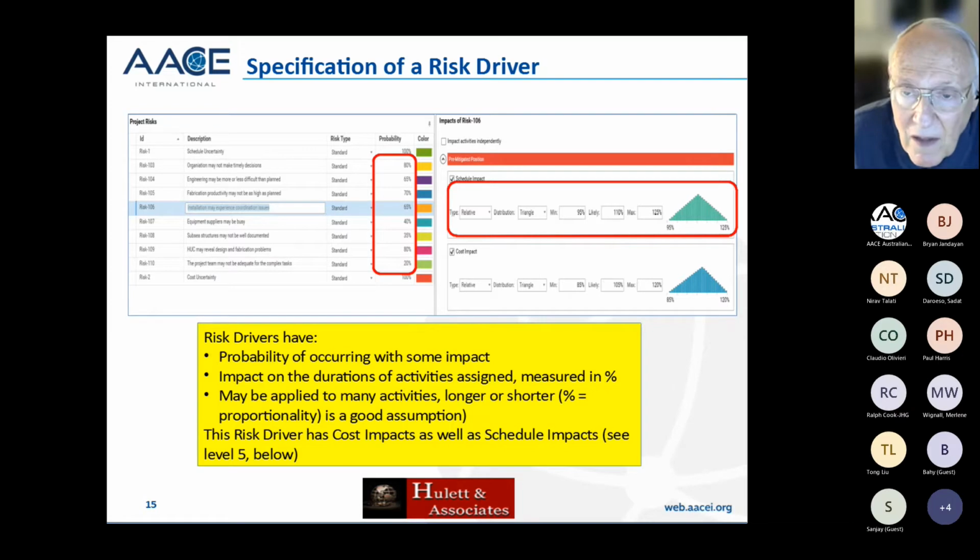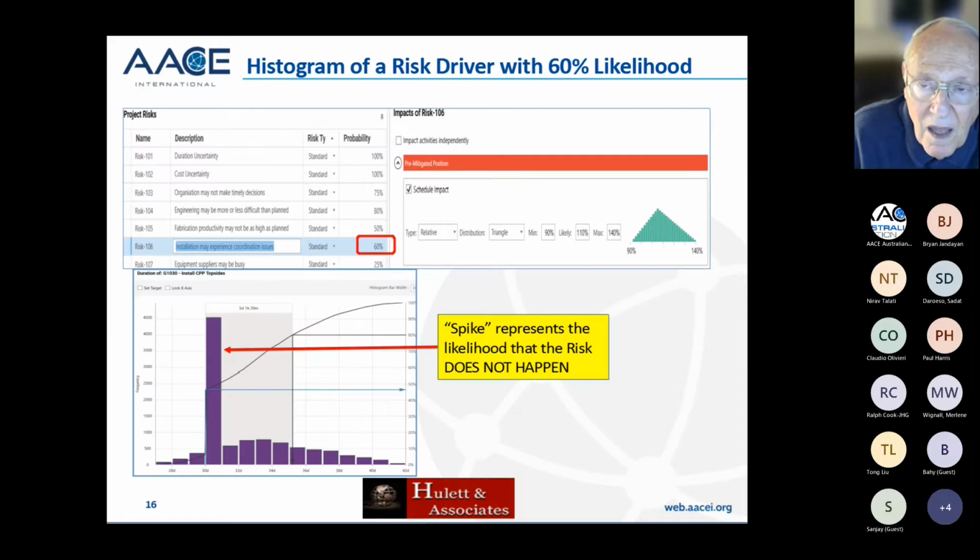Okay, and then there's a triangular distribution, in this case 95, 110, 125 for a particular risk number 106, which is 65% likely. And then there's an assignment of that to various other activities. This, however, is the picture of, say, risk 106. And this is the histogram that comes from simulating this 10,000 times.